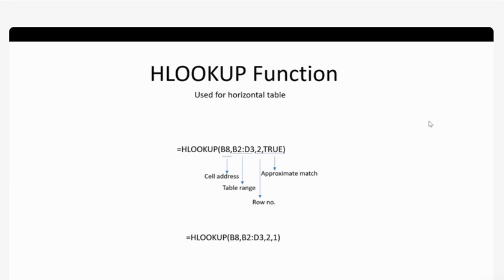Equal to HLOOKUP(B8, B2:D3, 2, TRUE). B8 represents the cell address, and B2:D3 represents the table range. Here the 2 represents the row number. In the VLOOKUP function, it was representing the column number, but here it represents the row number. And TRUE, which is the boolean value, means we want an approximate match. TRUE can also be written as 1, so both these formulas are the exact same.